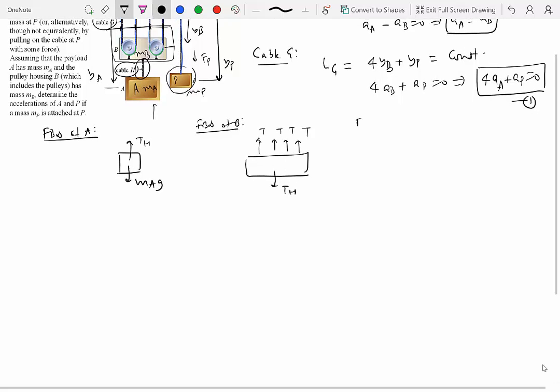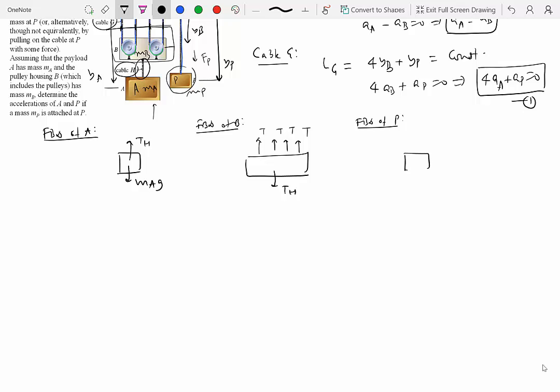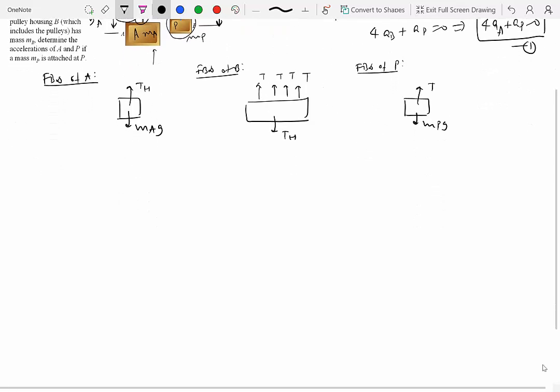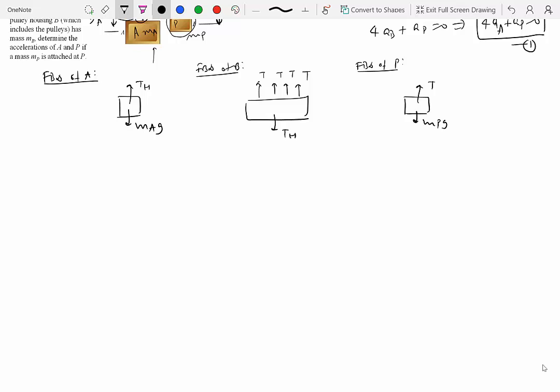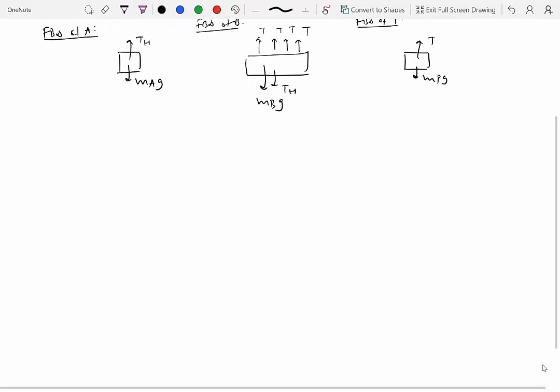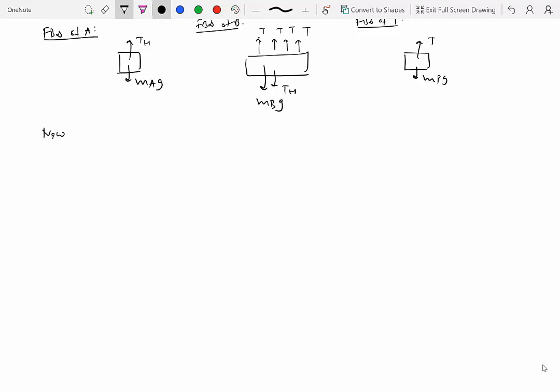Okay, free body diagram of P, MPG, and then we have the tension T, right? Okay, so once we have this, oh, I forgot the weight of B, so MBG here as well. We can apply Newton's second law on each of these. So Newton's second law. So even though this is really a system of particles problem, I'm not really treating it as a complete system. I'm doing this analysis particle by particle.